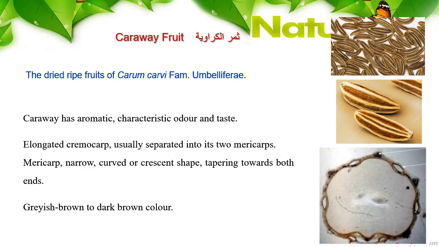The mericarp is narrow, curved, or crescent shape with tapering ends. It has grayish brown to dark brown color. This is a sector of caraway fruit. Most of the sector is occupied by the seed with vitta and characteristic shape vascular bundle with duct, schizogenous duct above the vascular bundle.